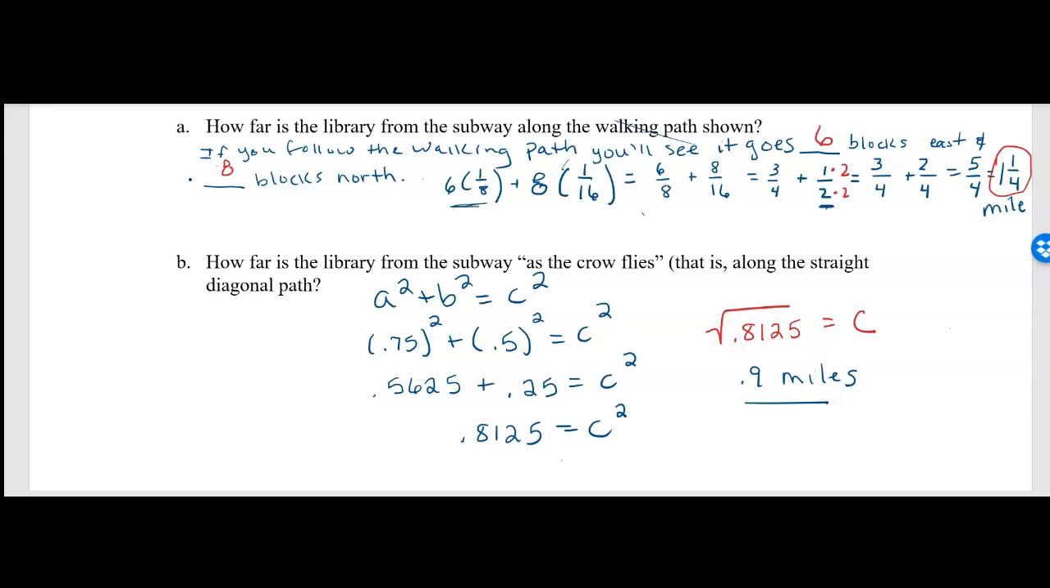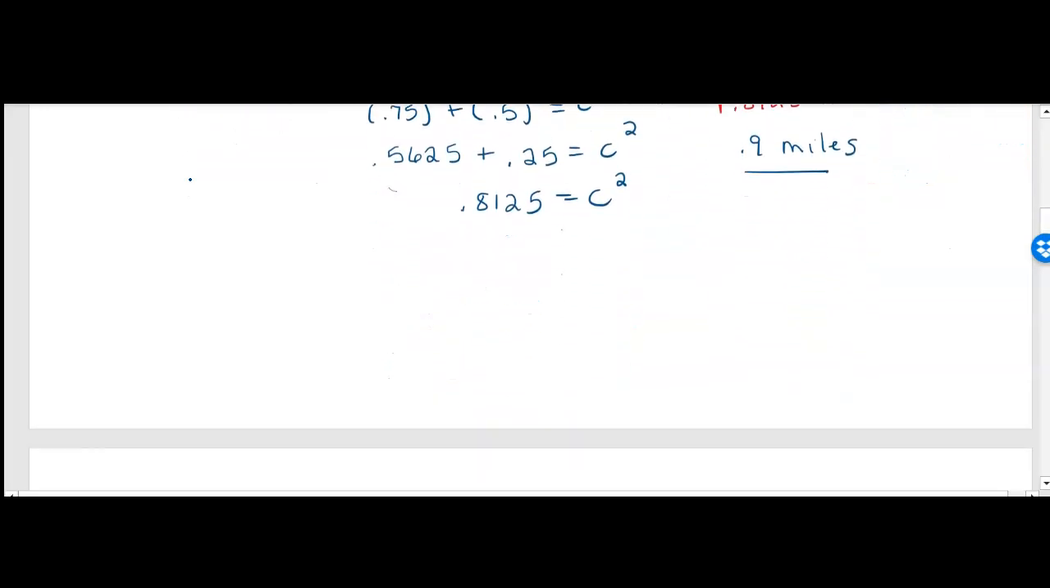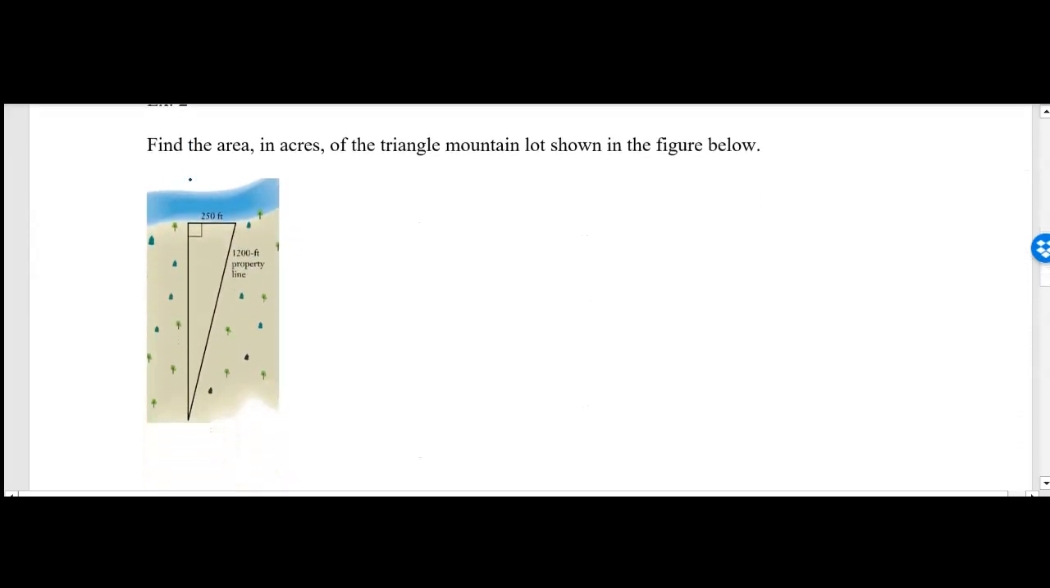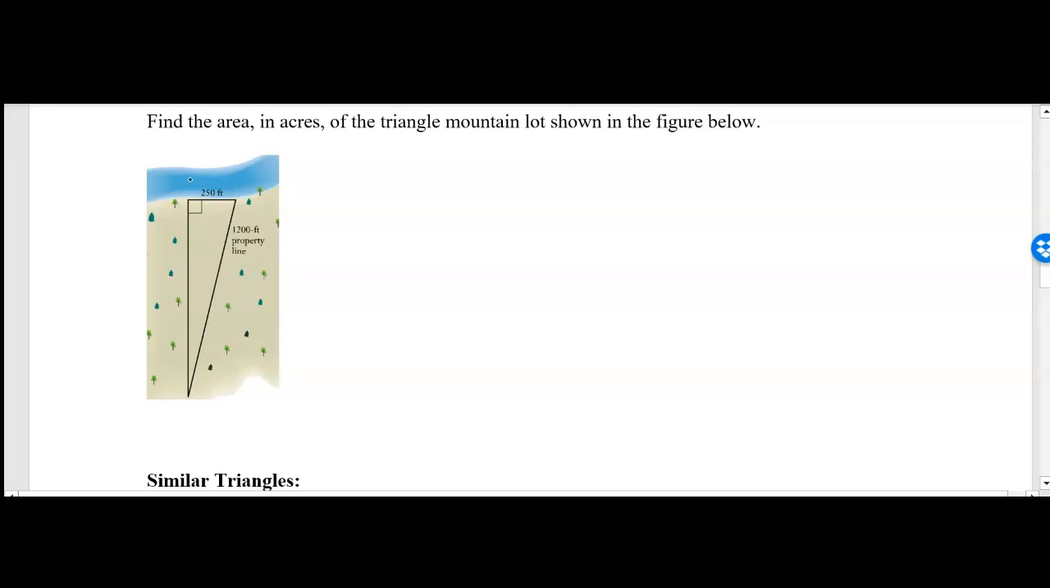All right, let's move on to the next problem. It's mostly word problems today because those are fun. All right, example 2. We want to find the area in acres of the triangle mountain lot shown in the figure. So this is the mountain lot.